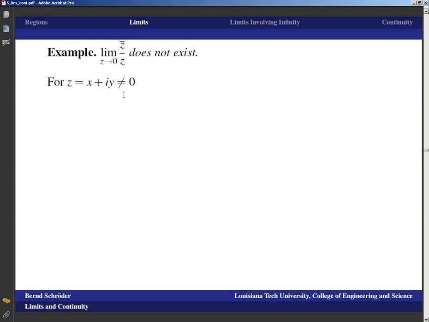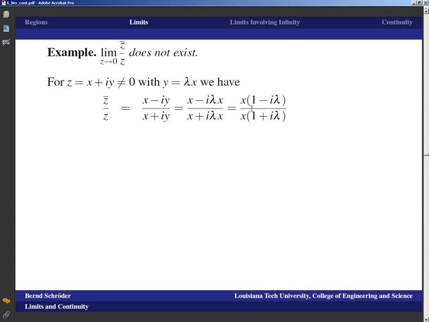So take z equals x plus iy, y not equal to 0, and choose y equals lambda x, and we'll see why that is the case again in just a second. Then we have that z bar over z is x minus iy over x plus iy, which is x minus i lambda x over x plus i lambda x. And I can factor out the x here to get x times 1 minus i lambda over x times 1 plus i lambda. And that's just 1 minus i lambda over 1 plus i lambda.